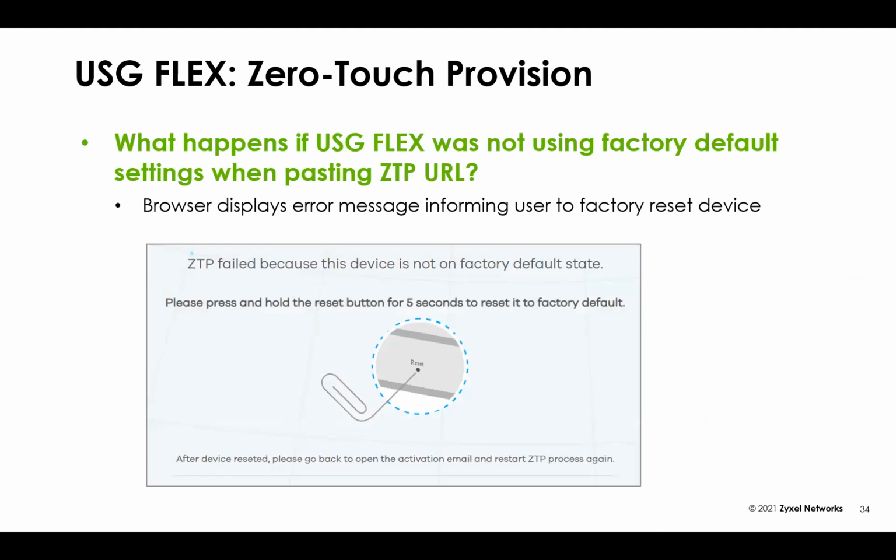Now, what happens if your device was not set back to factory defaults while doing the ZTP upload? Well, basically, it'll just display an error message informing you that you need to reset the device to factory defaults before completing the ZTP process.